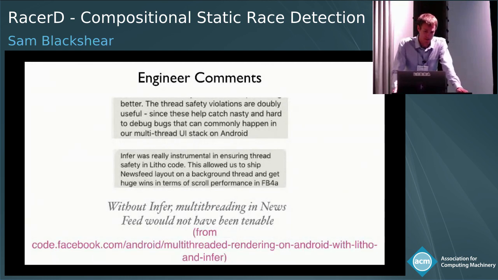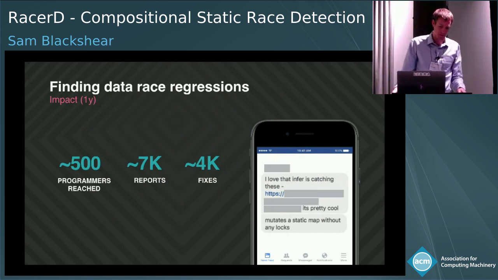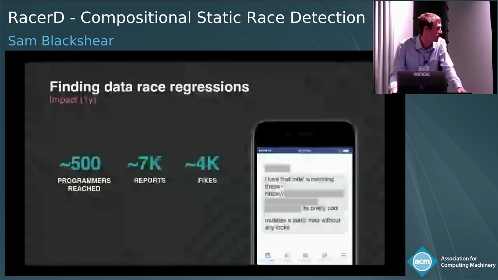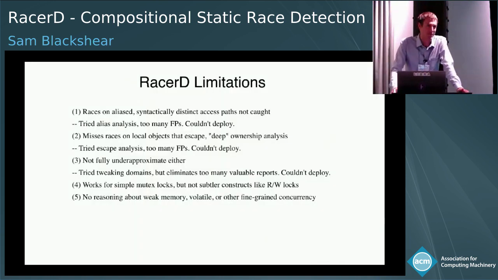Most flatteringly, they said that it wouldn't have been tenable to do this migration without RacerD or Infer, which is what RacerD is built on. Going forward, the migration was a one-time thing, but RacerD still runs in production at Facebook today. Over the first year of its deployment, it reported to 500 different programmers 7,000 times, and then there have been over 4,000 races fixed. So I don't want you to leave today thinking that we solved the problem of static race detection. We certainly haven't.